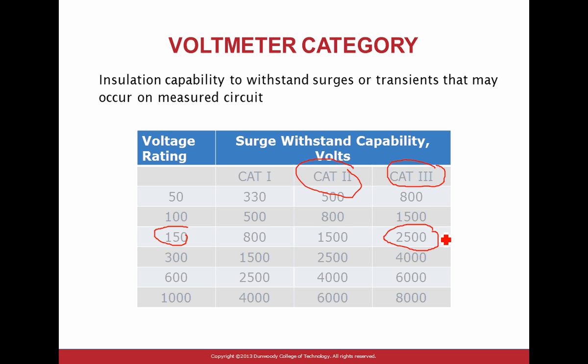Surge capability. So category 3, if you have 600 volts like the line side, can get you up to 6000 volts of surge. You guys are familiar with the surge.